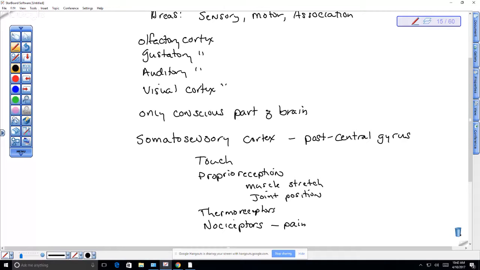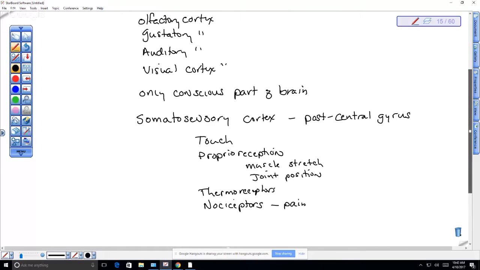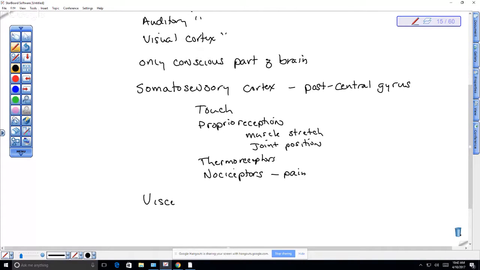Okay. We also have a visceral cortex. So what do you think that gives us information about? Organs, right? Internal body, right? So organs. And we'll talk about why, for example, if your appendix hurts or if your liver hurts, why sometimes you feel it on the surface of the skin. So we'll talk about why it is.